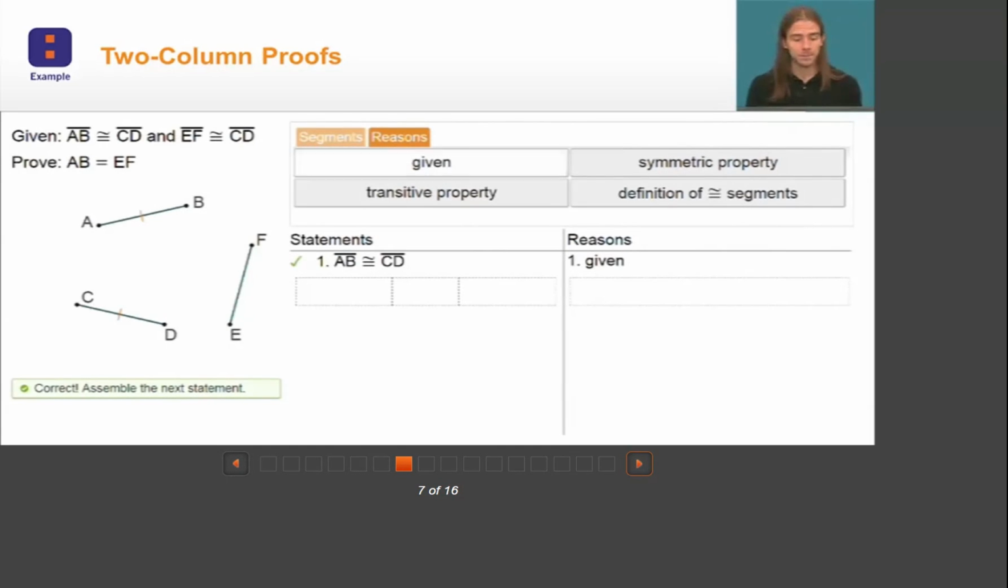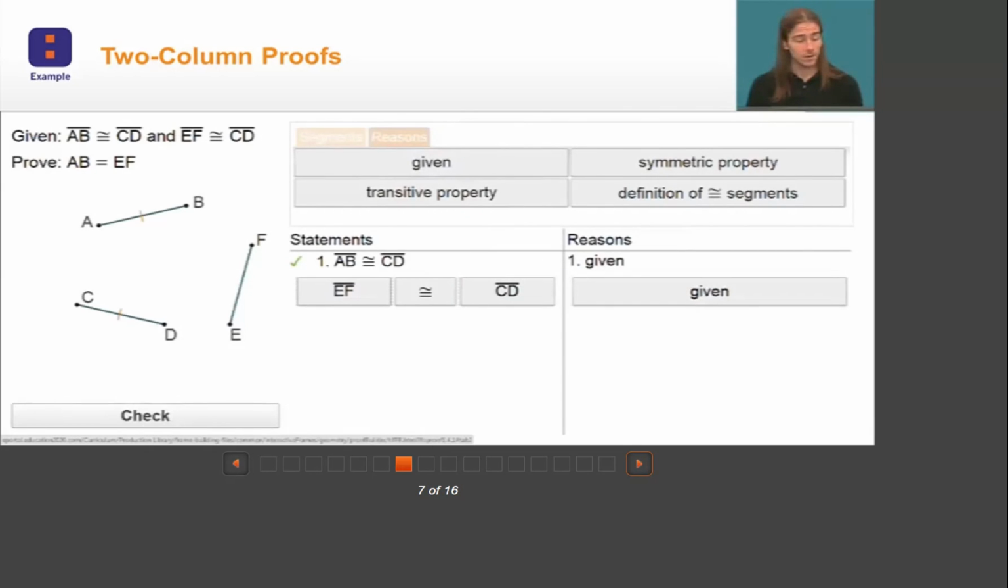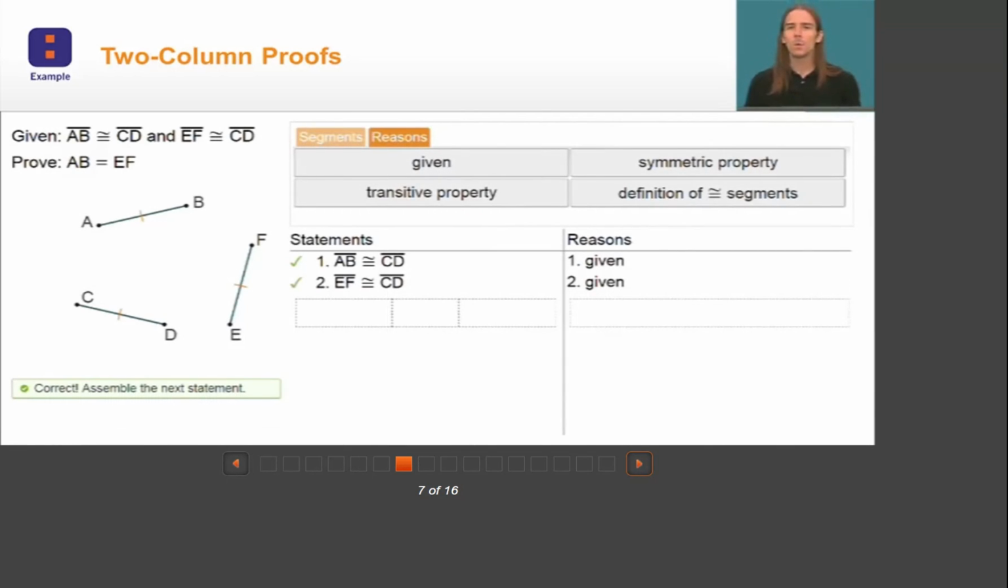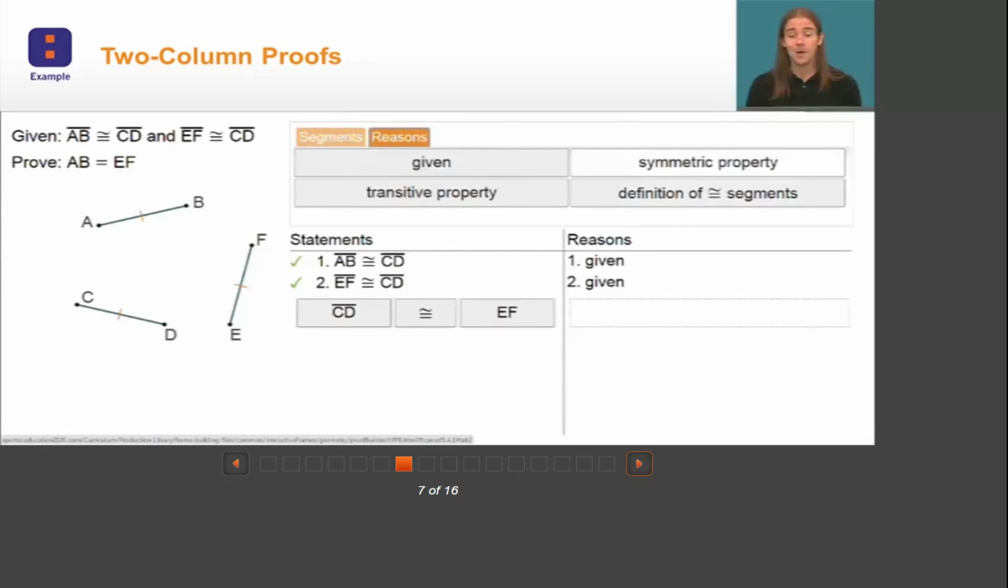Let's assemble the next statement, which in this case will be the other given. So I write that EF is congruent to CD, and the reason is that, well, it's given to us. At this point, I would like to use the transitive property because I have two line segments both congruent to a common line segment. However, I can't use it directly. What I need to do is first rearrange step 2 into a more suitable format. I'll say that CD is congruent to EF. And the reason here is the symmetric property.